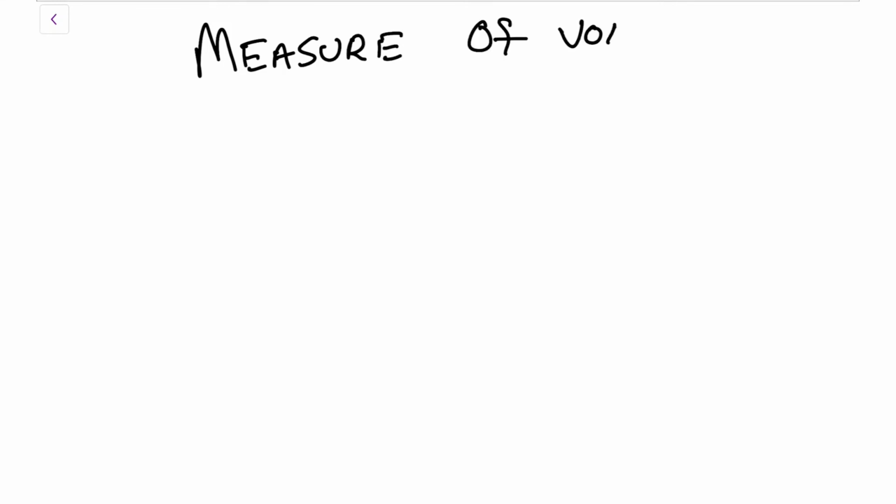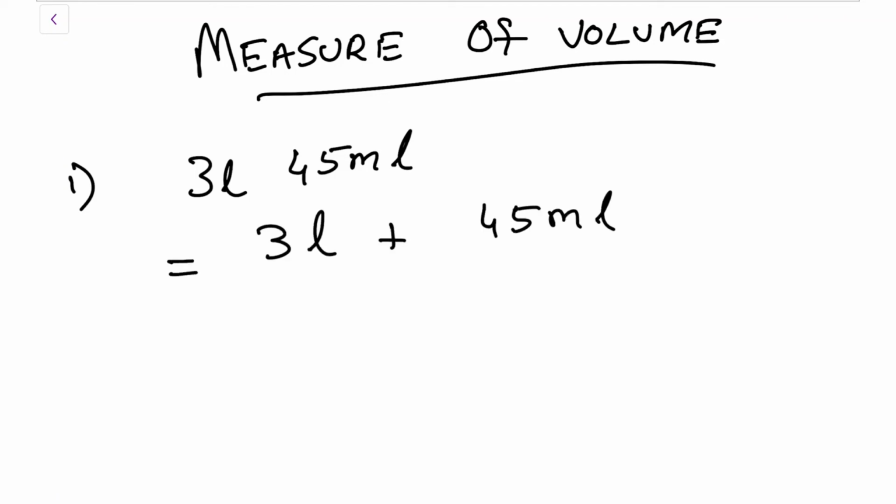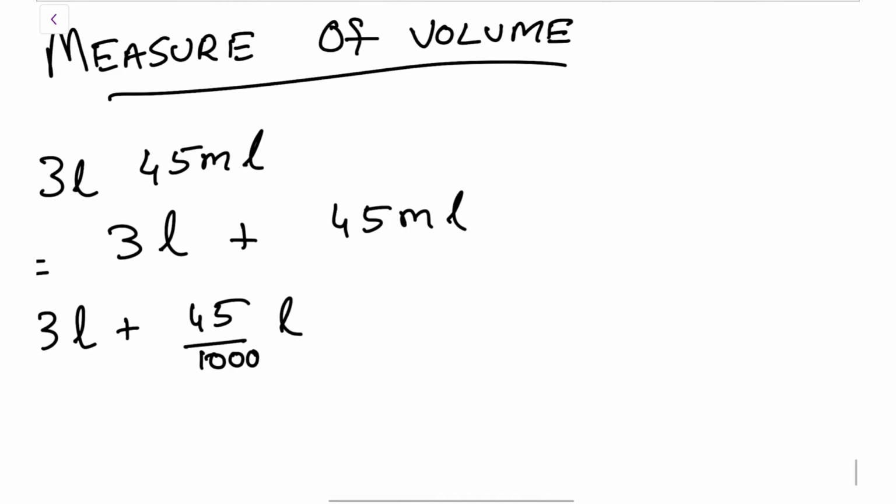Alright, we've seen measure of weight, measure of length, and now let's look at the measure of volume. How are decimals used here? Okay, let's take an example again. 3 liters 45 ml. Let's say this is the amount of water that you need to fill, 3 liters 45 ml. How can we write this as a decimal number? All right, let's expand. 3 liters plus 45 ml can be written as 45 by 1000 liters. Again, how did I do this?